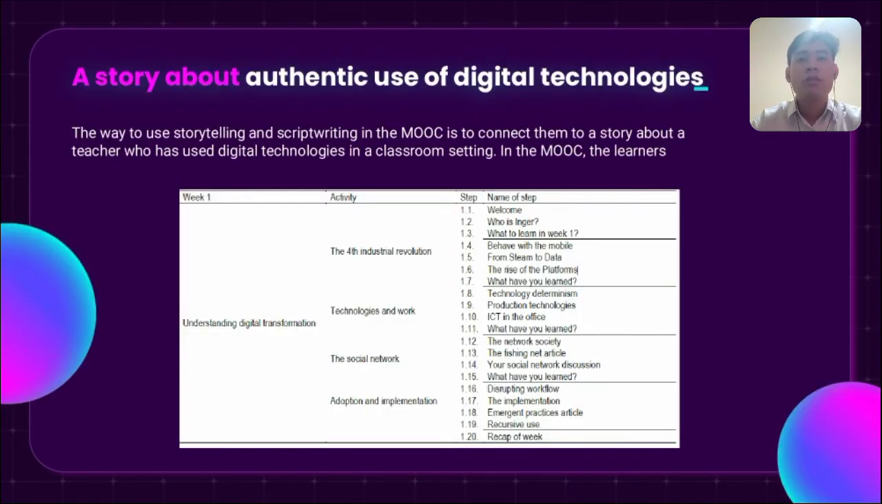The way you use storytelling and scriptwriting in the MOOC is to connect them to a story about a teacher who has used digital technologies in a classroom setting. In the MOOC, learners get to know a female Norwegian high school teacher, Inger, who has tried out digital technologies in foreign language training, which the research is based upon.